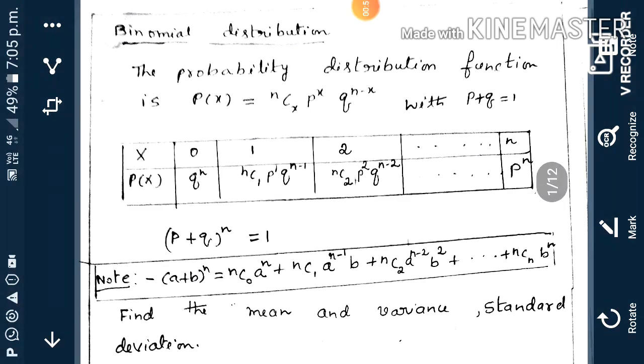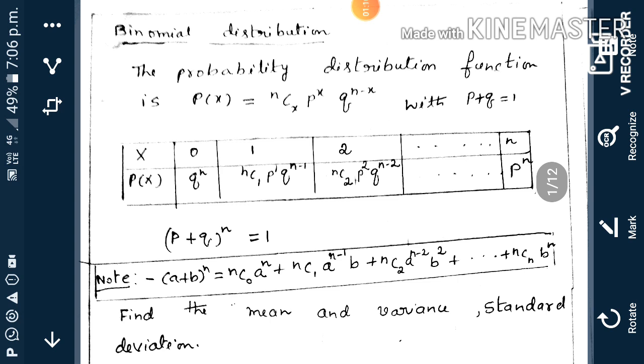So now we have the formula: the expansion of (a plus b) to the power n is equal to nC0 a to the power n plus nC1 a to the power n minus 1 b plus nC2 a to the power n minus 2 b square plus ... plus nCn b to the power n. That is the expansion of (a plus b) to the power n.